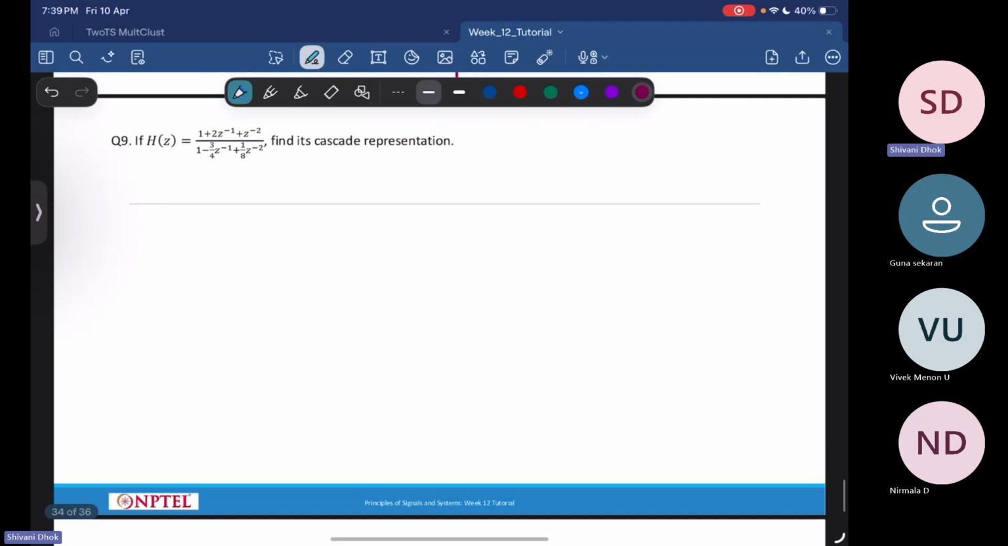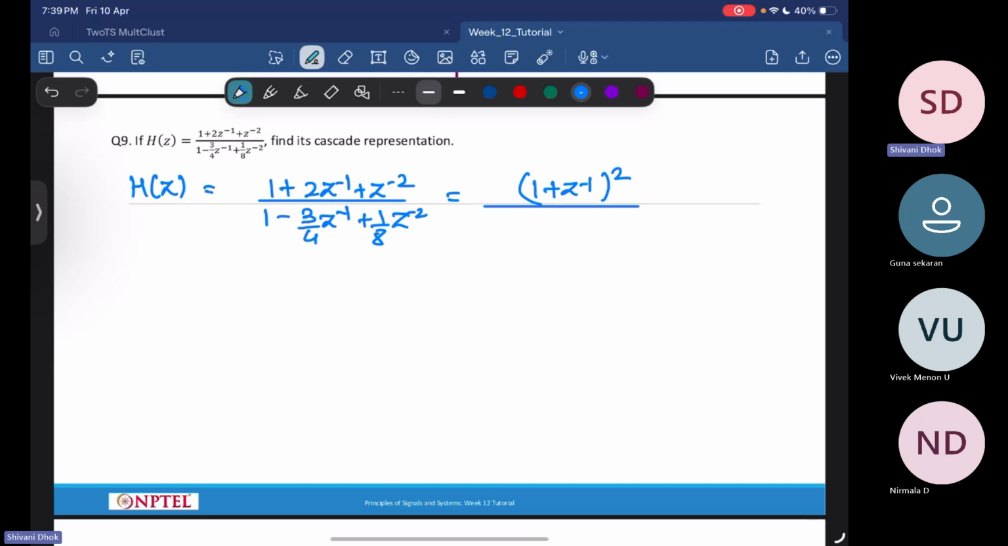So for cascaded representation, again we'll write it in terms of H1 of z into H2 of z, and we'll take 2 blocks and then cascade them. So you have H of z equal to (1 plus 2z inverse plus z to the power minus 2) divided by (1 minus 3 by 4 z inverse plus 1 by 8 z to the power minus 2). The numerator can be factorized as (1 plus z inverse) whole square, and the denominator can be factorized as (1 minus half z inverse) into (1 minus 1 by 4 z inverse).